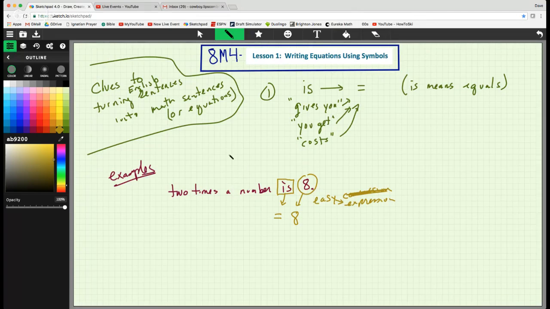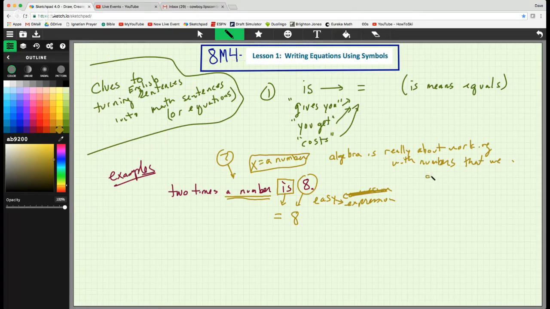But 2 times a number, what is the thing that we don't know? Let's think about this. We don't know what a number is. So we're going to say that a number, we're usually just going to say that that's x. So x is equal to a number. And that's what all algebra is. Algebra is really about working with numbers that we don't know.